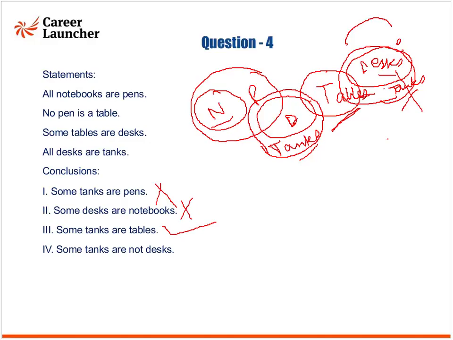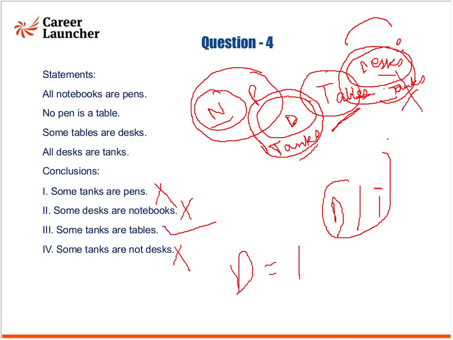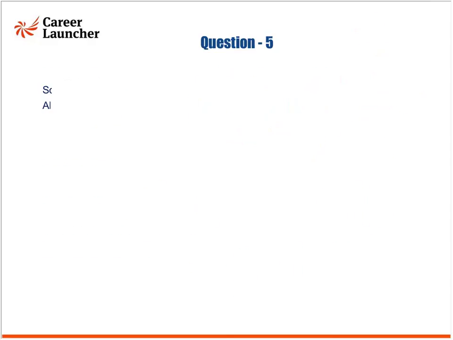Some tanks are not desks. There was a possibility, when we say all desks are tanks, I would have taken desks slash tanks. We read it while I was telling you basic concepts of syllogism, so yes, we did it then. So we could have taken it like this, or desks are tanks. So some tanks are not desks. This again will strike out.